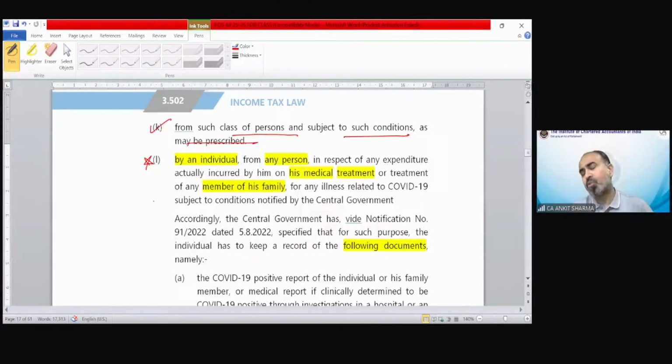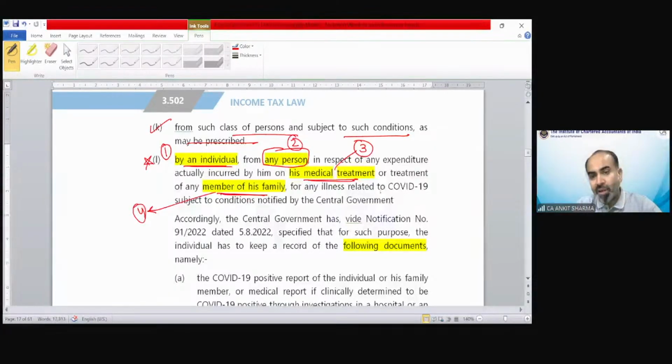So if any monetary amount is received for medical treatment of any patient or for his family member from some specific person, then that amount is going to be exempted. So if an amount is received by an individual from any person in respect of expenditure actually incurred by him on his medical treatment or treatment of members of his family. So you can see this is the first important point: received by an individual from any person for medical treatment of himself or medical treatment of family.